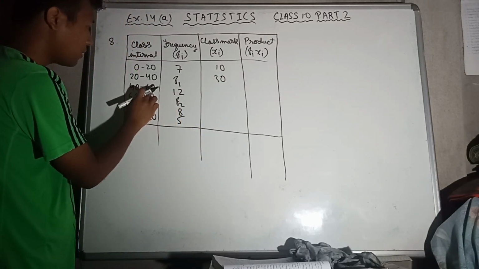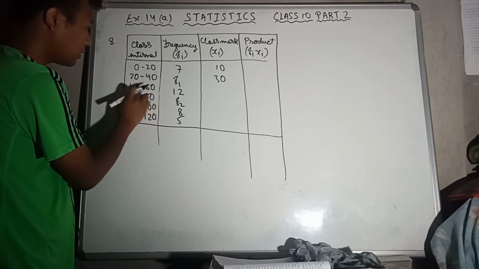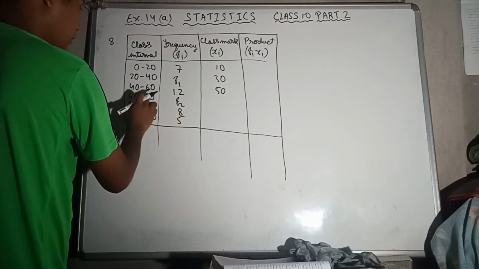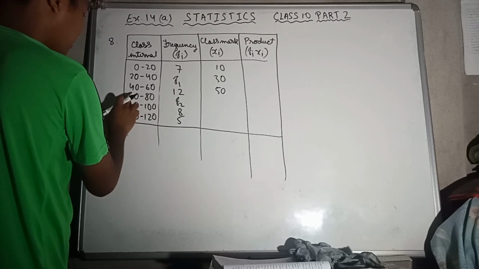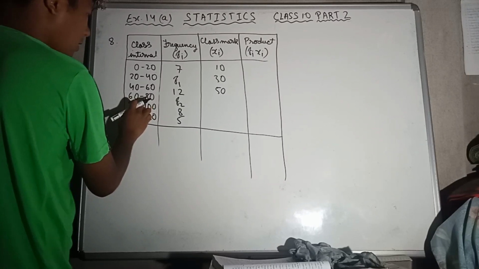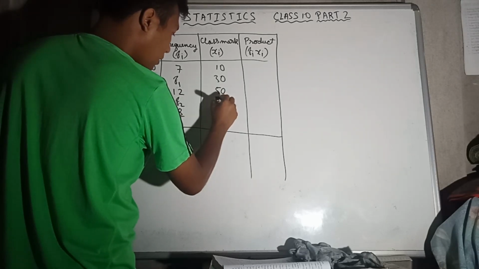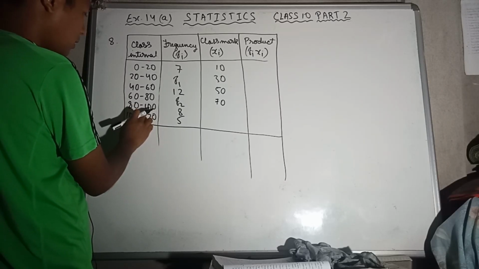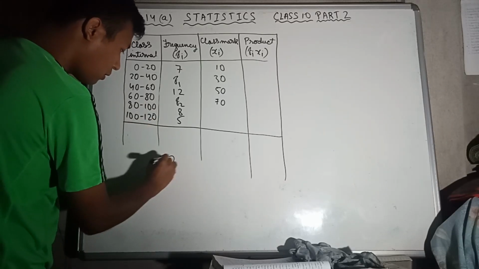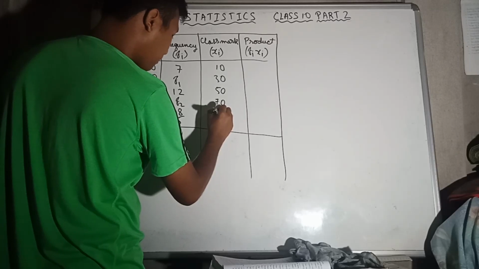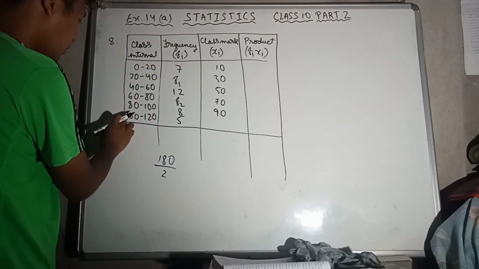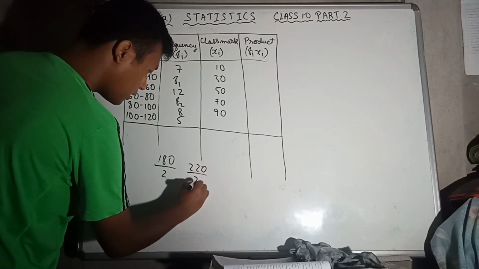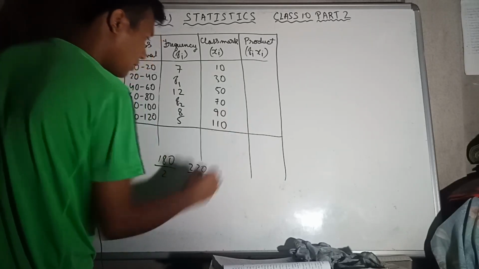Now 40 plus 60 is 100. 100 divided by 2 is 50. Now 60 plus 80 is 140. 140 divided by 2 is 70. Now 80 plus 100 is 180. 180 divided by 2 is 90. Then 100 plus 120 is 220. 220 divided by 2 is 110.